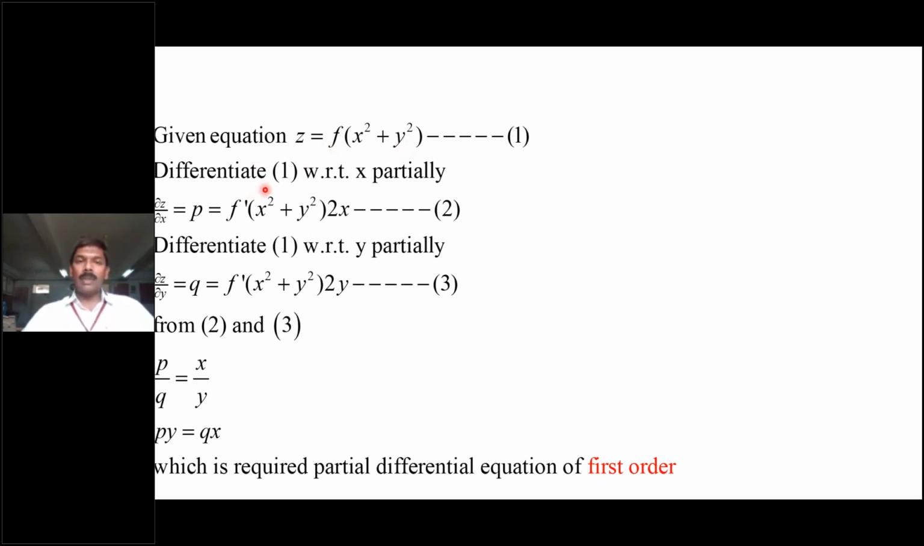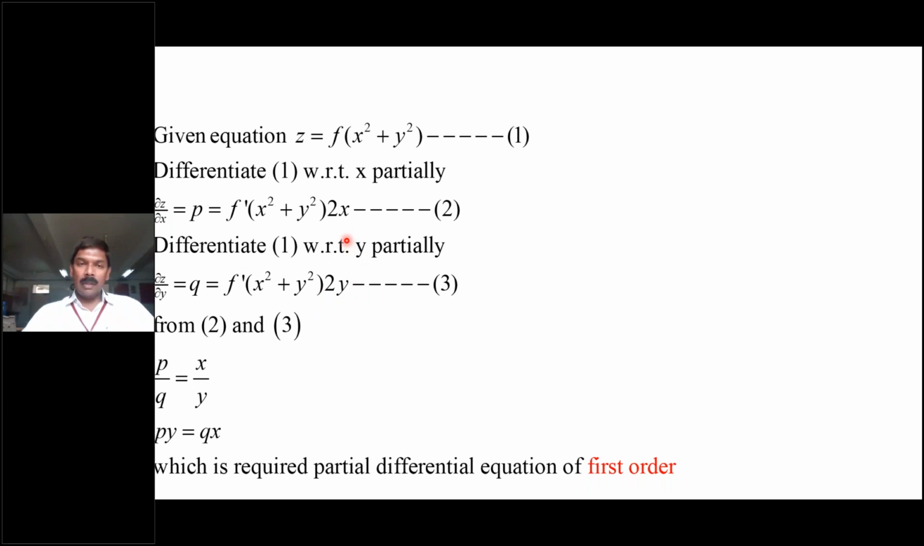After differentiating one with respect to x, what we get is the derivative of z partially with x, which is dou z by dou x, and it is indicated with p. For f, its derivative is f dash, and for x square plus y square, the derivative is 2x, since y being a constant, its derivative is 0. Similarly, if you differentiate partially with y, we get dou z by dou y, which is q, equal to f dash of x square plus y square into 2y.